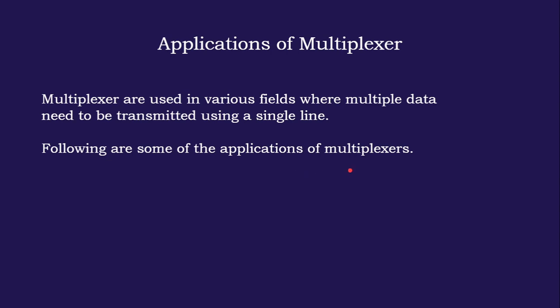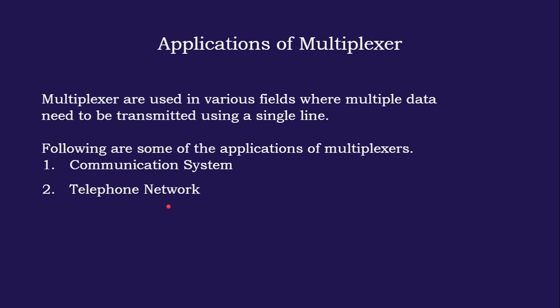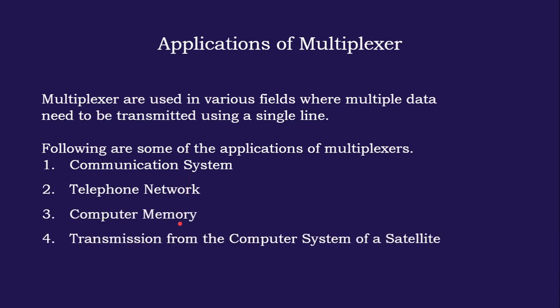Following are some of the applications of multiplexers. They are used in the communication system and in telephone networks. They are also used in computer memory, where data has to be passed from many lines to one line, and in the transmission from the computer system of a satellite. Anywhere it is all about communications, either within the computer or outside the computer, or within the telephone. So totally, the communication system uses the multiplexer logic.